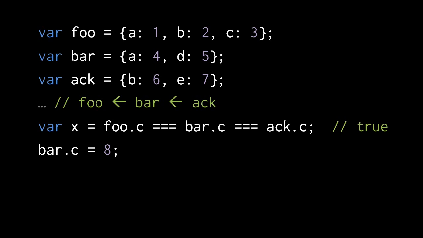Now if we then assign to bar.c a value 8, this creates a property C in the object bar. In fact, assignment to a property always affects that object itself. The link search behavior only applies when we access properties, not when we assign to them. Now that bar has its own property C, the expression ack.c will return the value of that new property in bar, but foo.c will still return the value of its own property C.